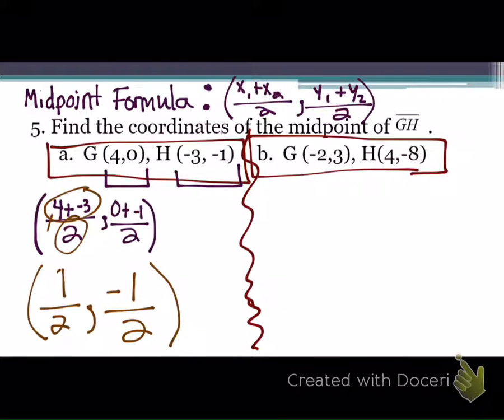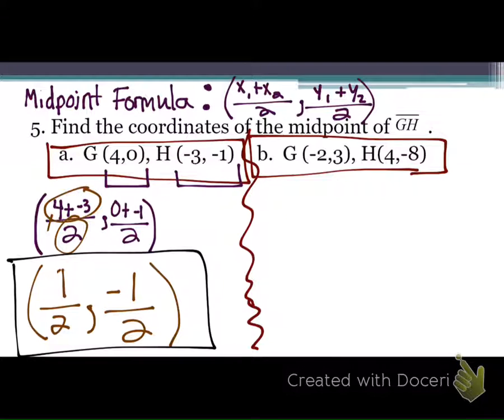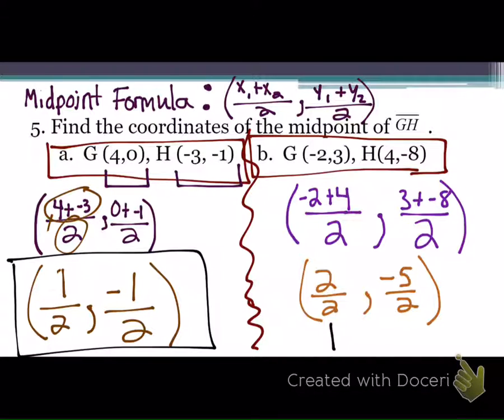Couldn't we leave our answer like this, 1/2, comma, -1/2? Yes, you can. This is perfect. This is our coordinate. Well, we never write a coordinate like 2 over 2 because it comes out to be a 1. What about -5 over 2? Should we leave that? Yeah. We can leave it, or you can do -2.5. We're going to leave it.